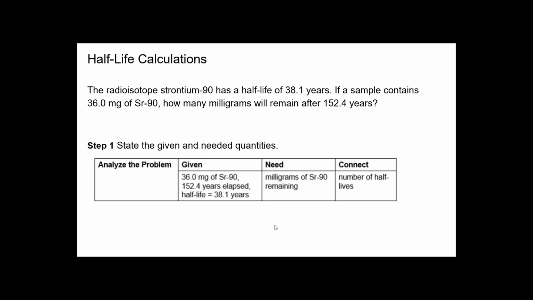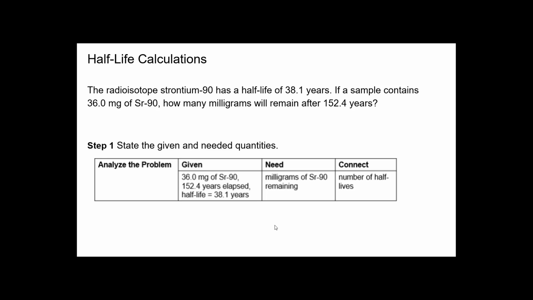So now we're going to look at how to do a half-life calculation. The radioisotope strontium-90 has a half-life of 38.1 years. If a sample contains 36 milligrams of strontium-90, how many milligrams will remain after 152.4 years? These calculations are not that difficult. They're just, again, something new, but believe me, you guys have done far harder than this.